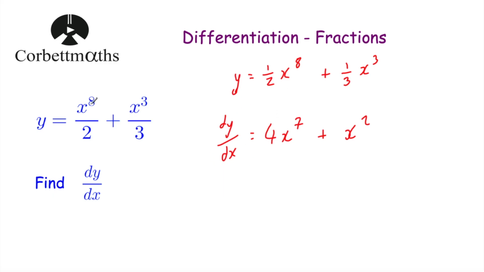So in this question, whenever we had these fractions, it just made it a bit easier to bring that fraction out in front of the x terms that were on the numerator. So half of x to the power of 8 and a third of x cubed. Okay, and let's look at our last example.